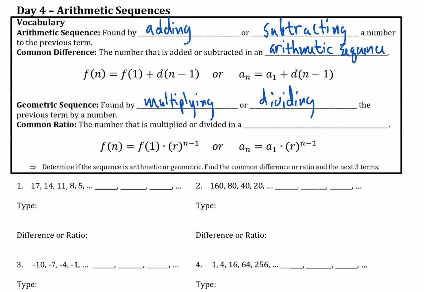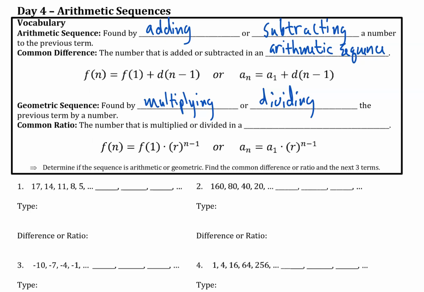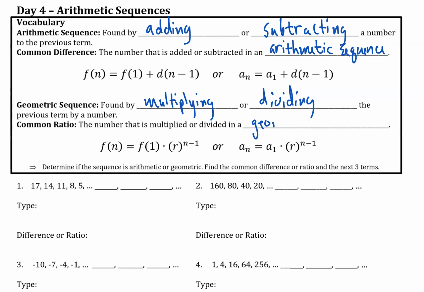This is the number that is multiplied or divided in a geometric sequence. Now, the equation is f of n equals f of 1 times r, some ratio, raised to the n minus 1. Or better yet, this is how it normally would look: a sub n equals a sub 1, the starting term, times your ratio raised to the n minus 1.